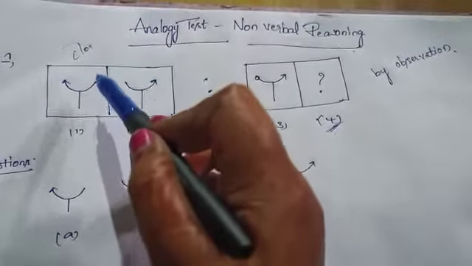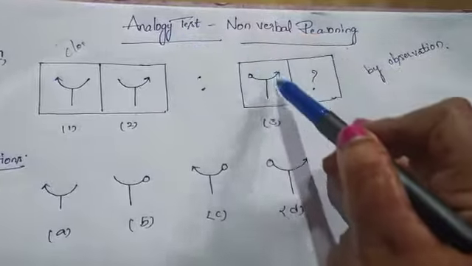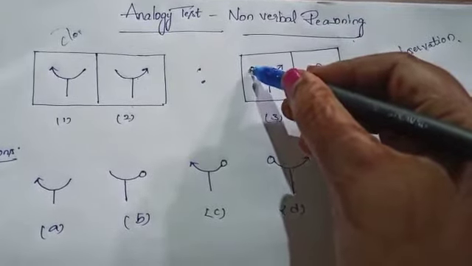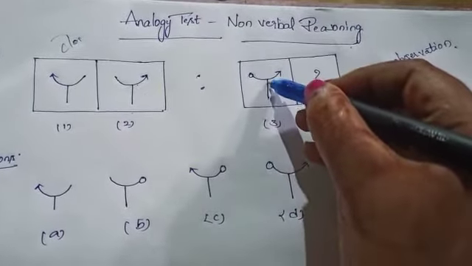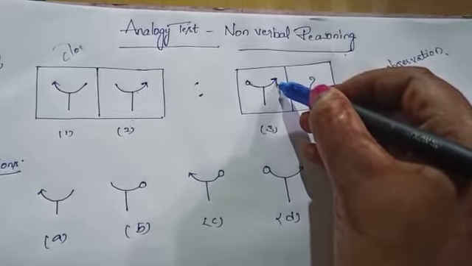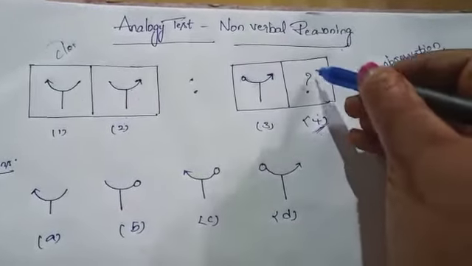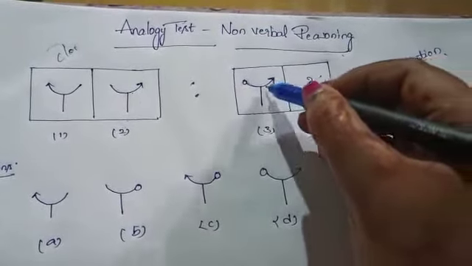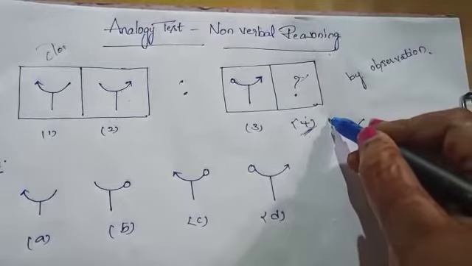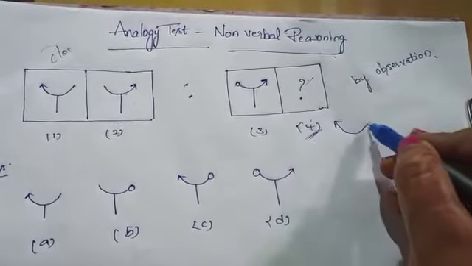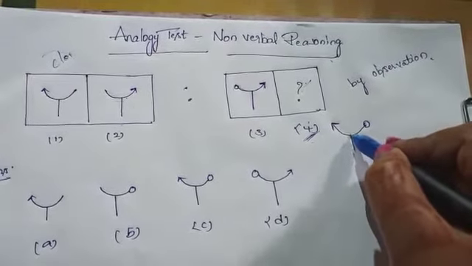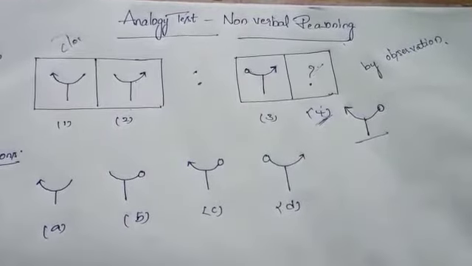So apply the same relation to the third and fourth figure. In the third figure, here we have one bubble and one line, and an arrow in this direction. So in the fourth figure, draw the reverse of this arrow, in this clockwise direction, and the bubble is as it is, and draw the line.